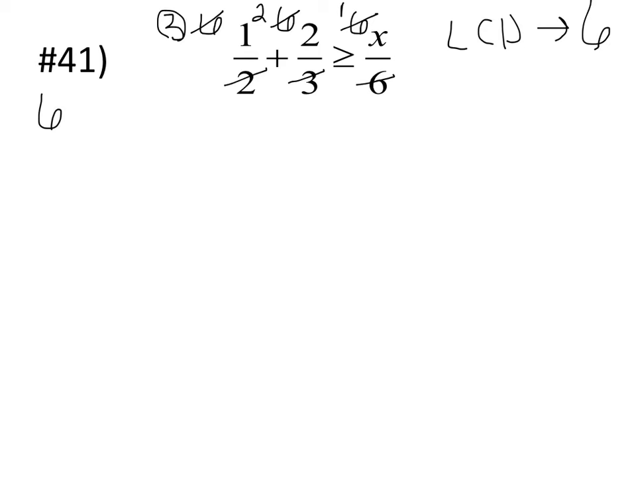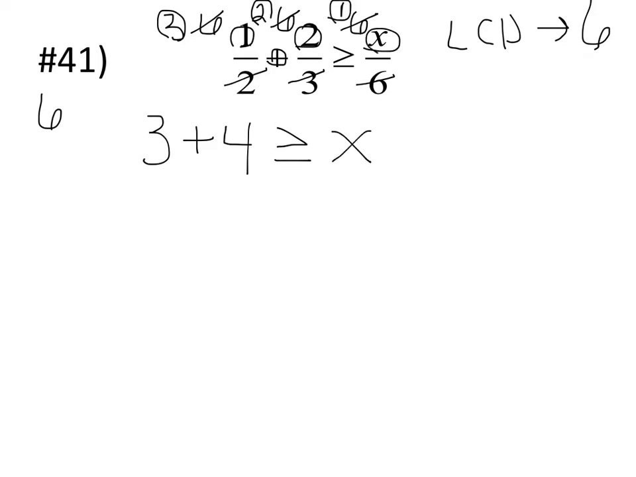So now you've got 3 times 1 is 3, plus 2 times 2 is 4, is greater than or equal to 1 times x, which is just x. Combine your like terms, you get 7 is greater than or equal to x. So let's go ahead and graph this.